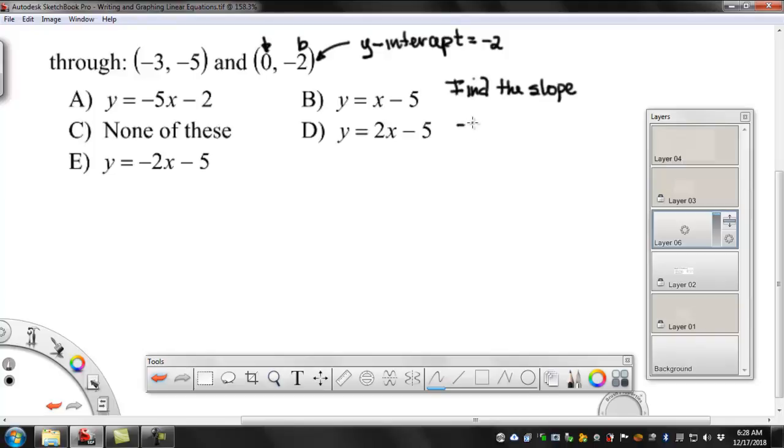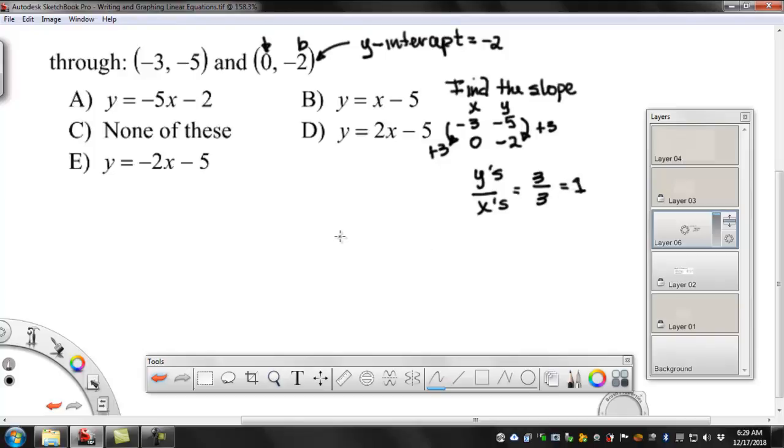Let's go ahead and create ourselves a table. I have a negative 3 and a negative 5, and I have a 0 and a negative 2. I'm going to find the slope by finding the changes in the y. That goes up by 3, and the change in the x also goes up by 3. Now we know that the slope has to be the change in the y's divided by the change in the x's. So we have 3 divided by 3, and that slope simplifies to simply just 1.